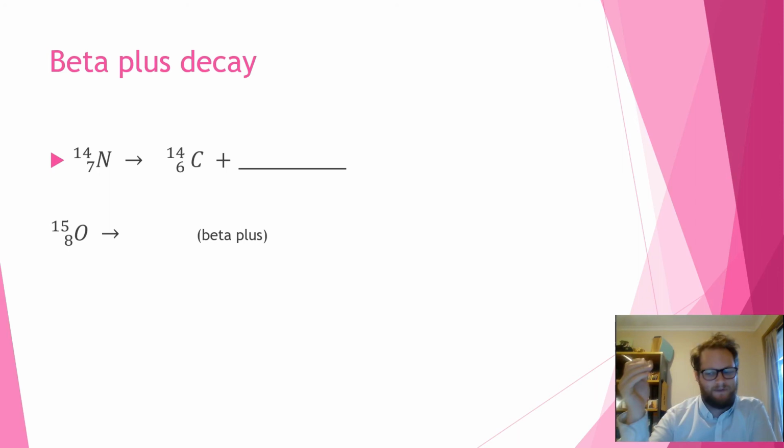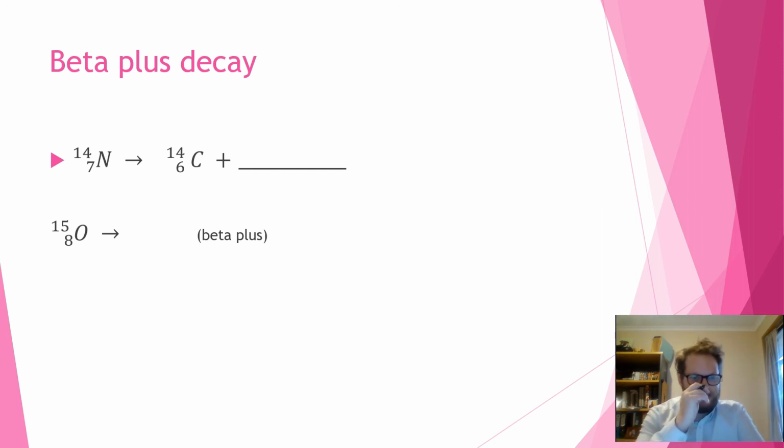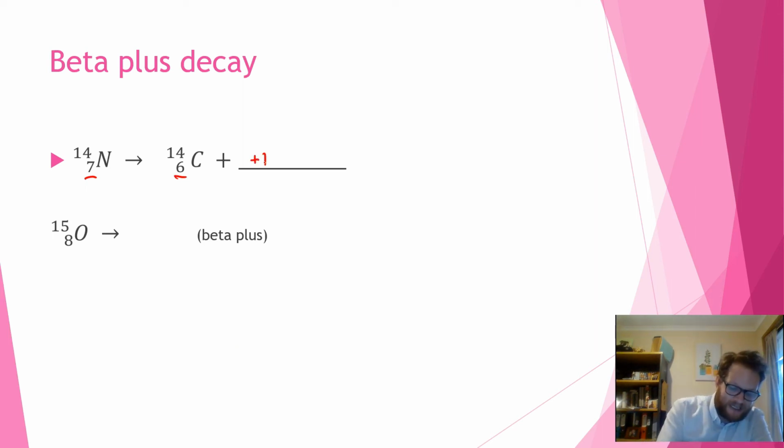Let's talk about beta plus decay. On the top, we've got nitrogen, which is going into carbon. Now, when nitrogen turns into carbon, we've got 7 protons turning into 6. We need an extra positive charge. So let's put that extra positive charge here as a +1.